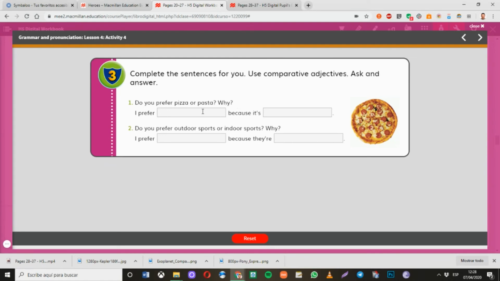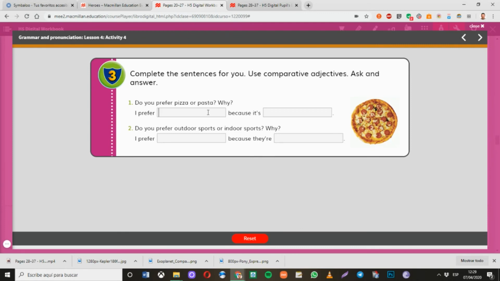So you have to write here one of these two words, and here you have to write a comparative form, okay? For example, do you prefer pizza or pasta? Why? What does it mean in Spanish? ¿Tú prefieres pizza o prefieres pasta? ¿Y por qué? So, I'm going to put here my answers, okay? Your answers may be different. It's okay. No problem, okay? But what you write, please write it correctly, okay?